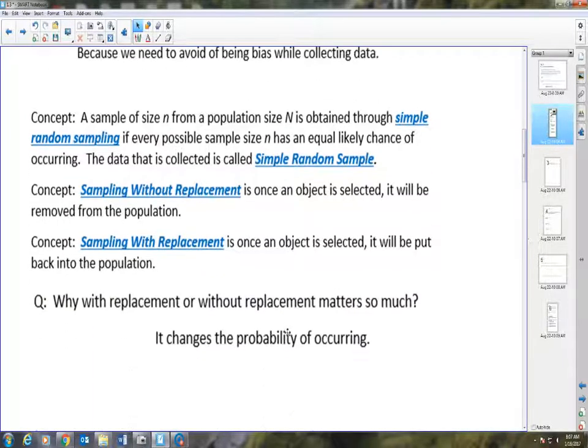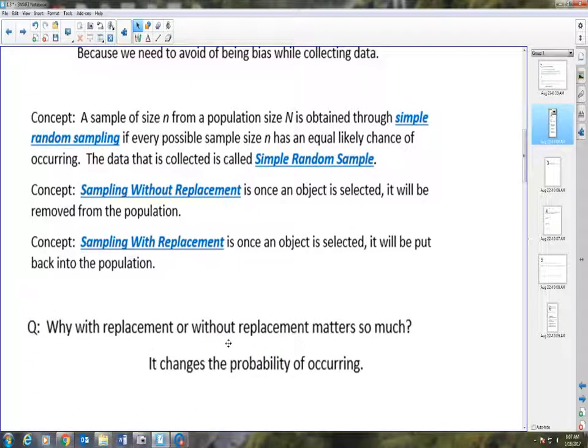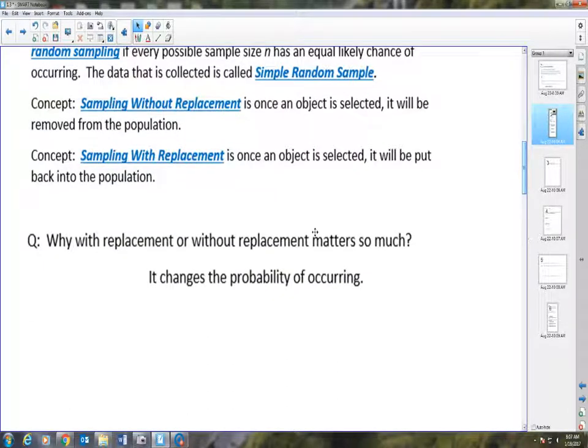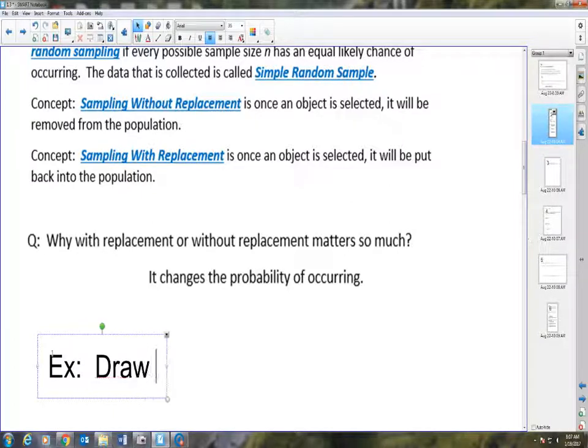And the question is, why does with replacement or without replacement matter so much? Because it will actually change the probability of occurring. If you draw a card out, let's just say, for example, we're going to draw 2 aces from the deck.